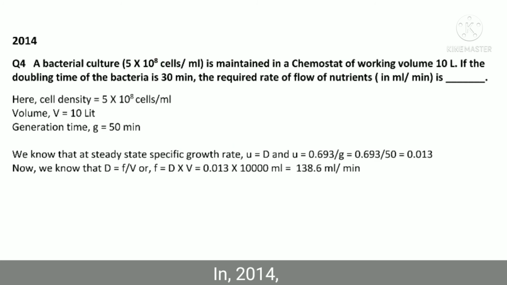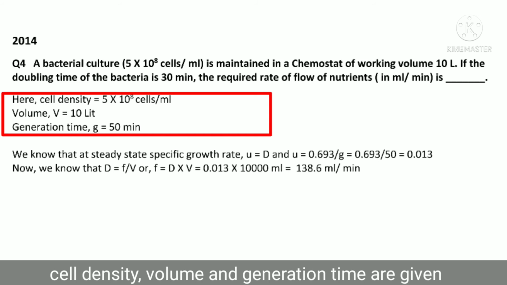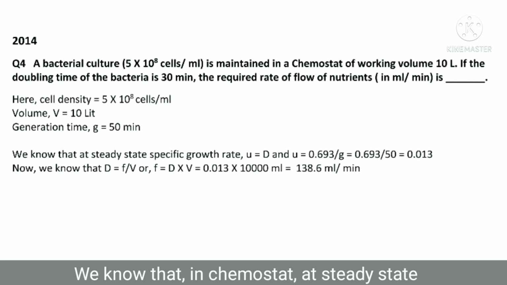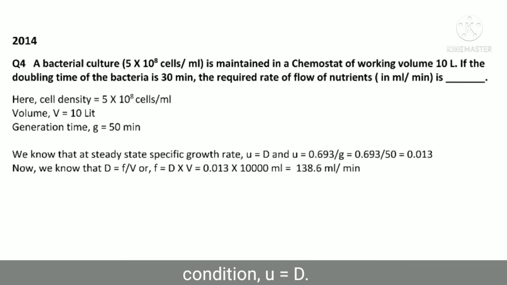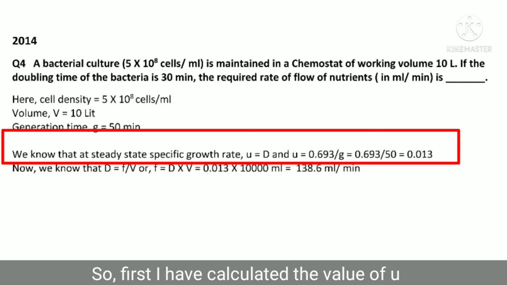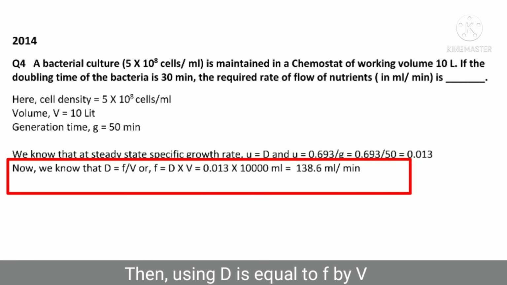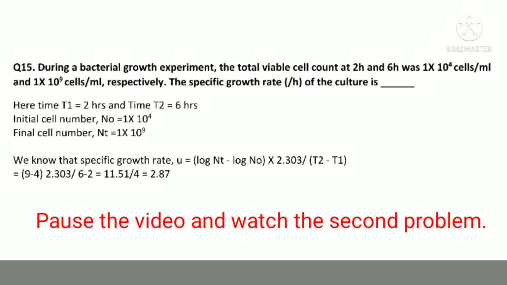In 2014, cell density, volume and generation time are given and you have to calculate the flow rate. We know that in a chemostat at steady state condition, mu is equal to D. So first I have calculated the value of mu and then using D is equal to F by V, I have calculated the value of F.